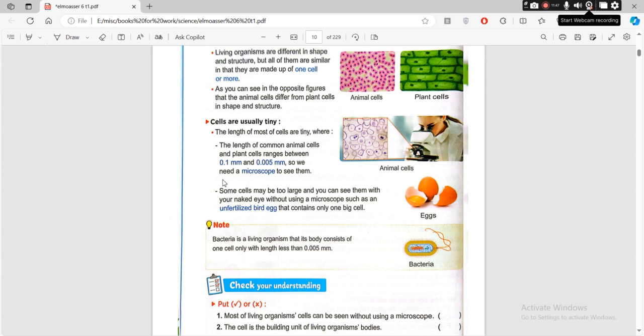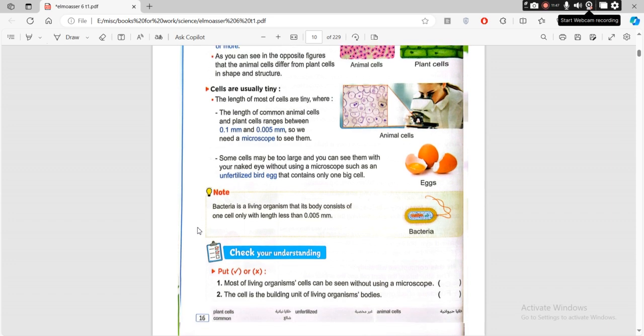But one kind of cell is big enough to be seen with the naked eye, which is the unfertilized bird egg. An unfertilized bird egg is a bird egg before it's fertilized, which means that it's ready to give a new chicken or a new bird. And you can open up an egg and you can see it, which is a part of the yolk, or the yellow part of the egg. Another example of unicellular organisms is bacteria, of course, because it contains one cell only.